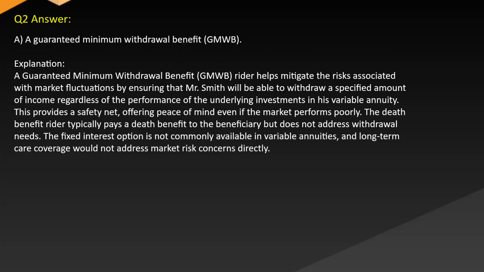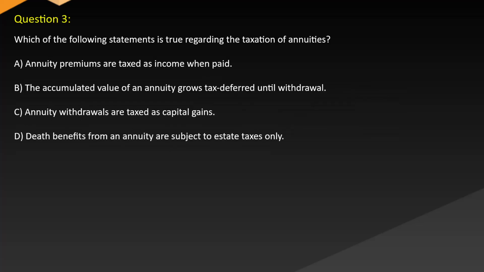Answer: A. A guaranteed minimum withdrawal benefit. Explanation: a guaranteed minimum withdrawal benefit rider helps mitigate the risks associated with market fluctuations by ensuring that Mr. Smith will be able to withdraw a specified amount of income regardless of the performance of the underlying investments in his variable annuity. This provides a safety net, offering peace of mind even if the market performs poorly. The death benefit rider typically pays a death benefit to the beneficiary, but does not address withdrawal needs. The fixed interest option is not commonly available in variable annuities, and long-term care coverage would not address market risk concerns directly.